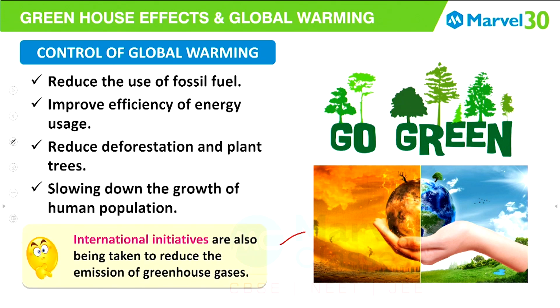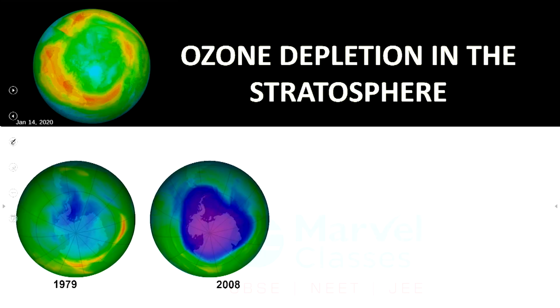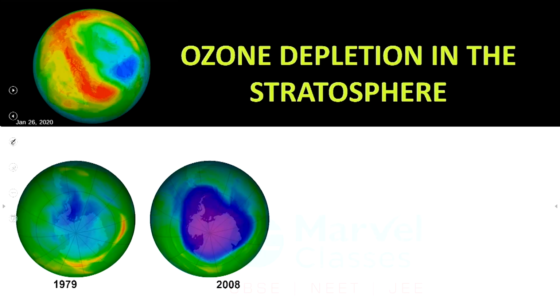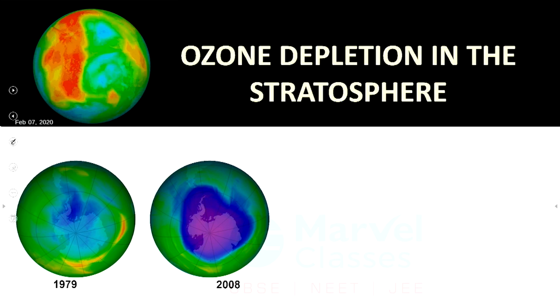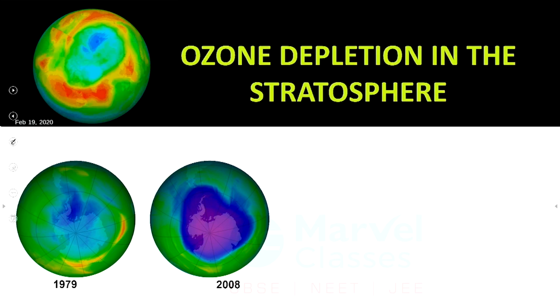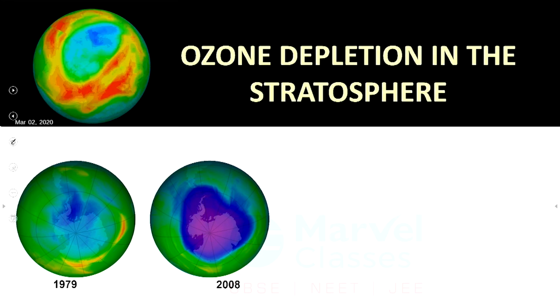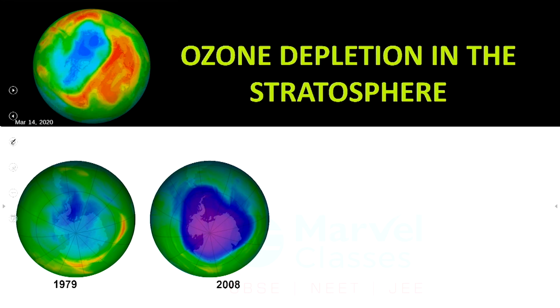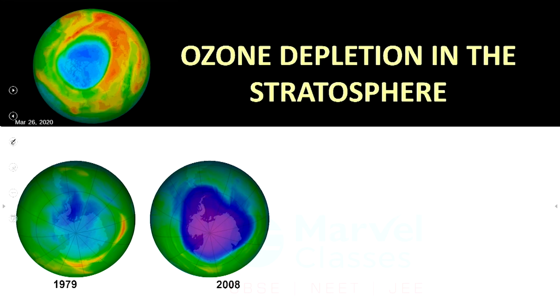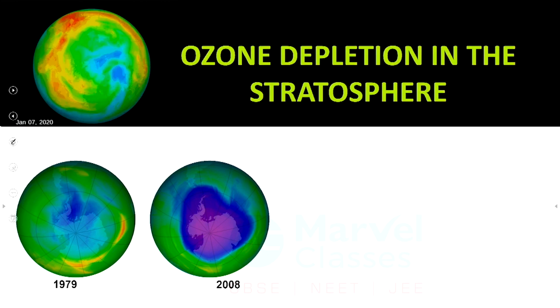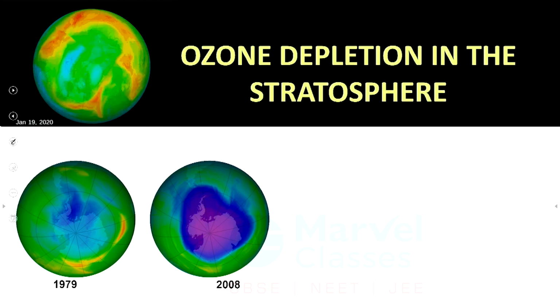International initiatives are also being taken to reduce the emission of greenhouse gases. What are those initiatives? The continuity of this is going to be the ozone depletion. Of course, there are two things. One is going to be the greenhouse gases. Once the greenhouse gases keep on increasing, you have an effect called ozone depletion. You have these greenhouse gases, and above that you have this ozone, right?